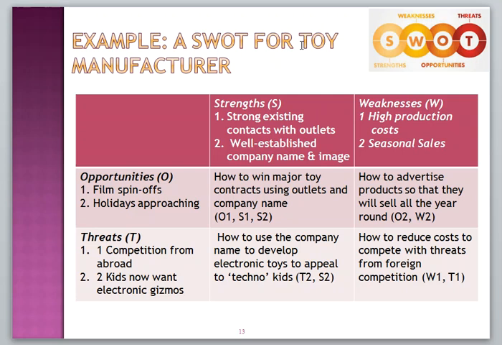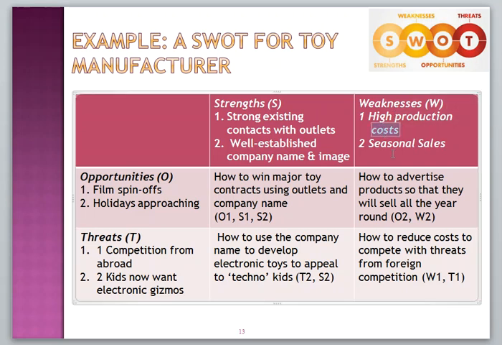In the example in the textbook, a toy company was studied. They found that the toy company has some strengths, which is strong existence, contacts and outlets. Also they have another strong area, which is a well established company name. They have a name, they have a good image. However, they have some W's, weaknesses: high production cost, and they have fluctuating seasonal sales. So this is S1, this is S2, this is W1, this is W2 we have here.